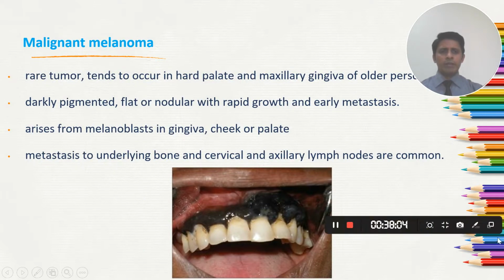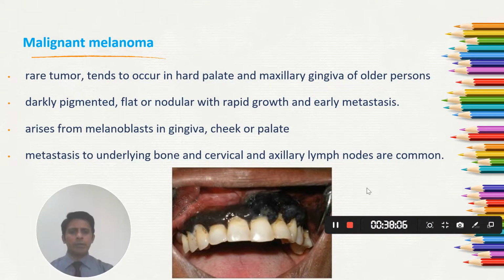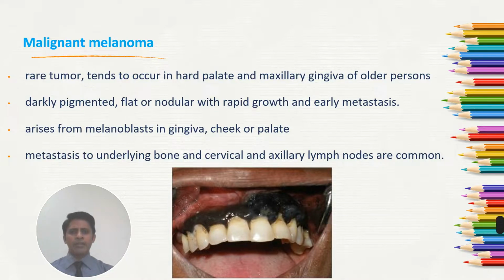The other type is malignant melanoma. It is a rare tumor, tends to occur in the hard palate and maxillary gingiva of older persons. It is darkly pigmented, flat or nodular with rapid growth and early metastasis. It arises from melanoblasts in the gingiva, cheek or palate. Metastasis to the underlying bone and cervical and axillary lymph nodes are common.